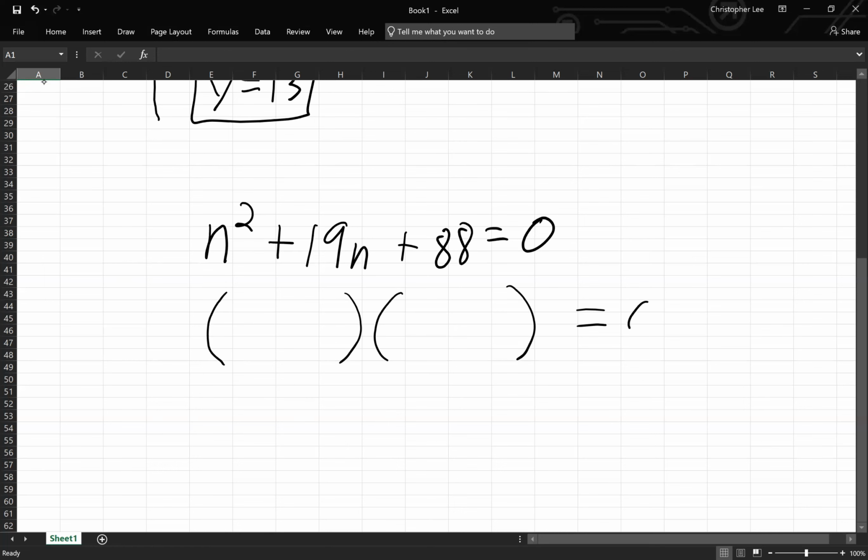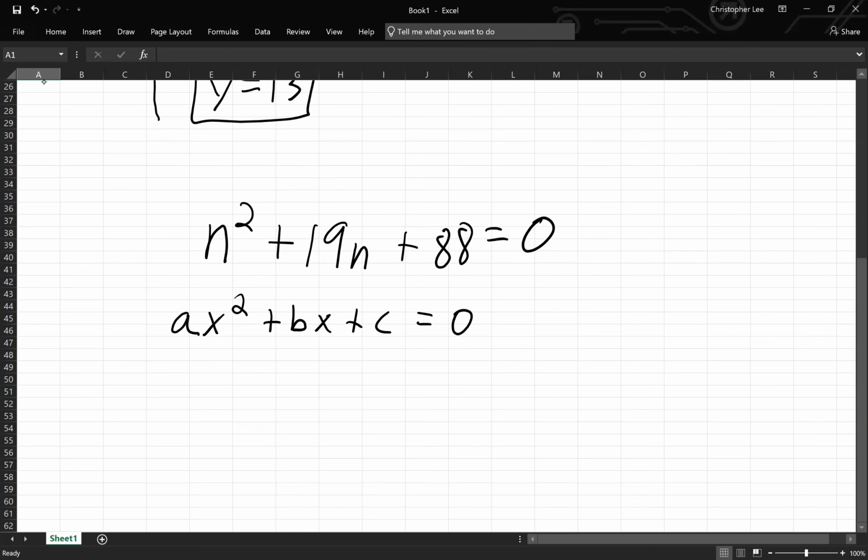Now we have two ways that we can factor this. We could use trial and error, or we could use the AC method. I'd love for you guys to use the AC method because that works for all the questions, but you can also do trial and error. Let's run through the AC method. Before I do that, remember that every quadratic is of this formula: ax squared plus bx plus c equals 0.